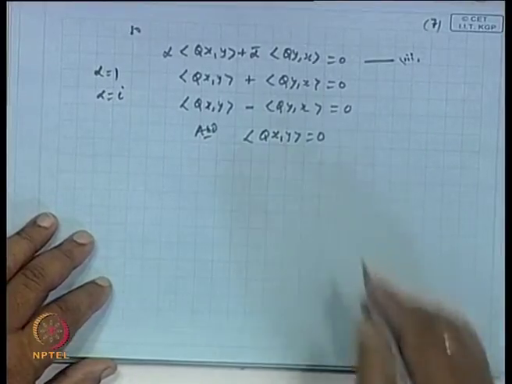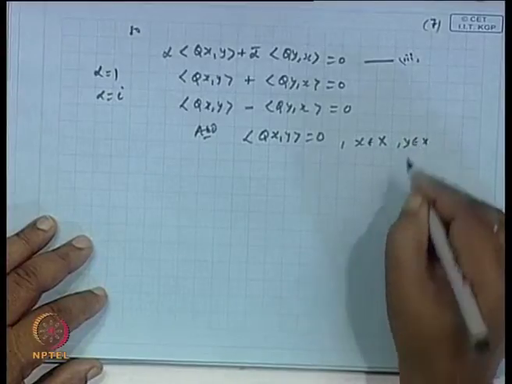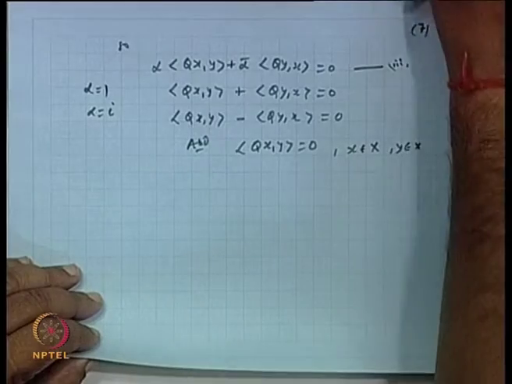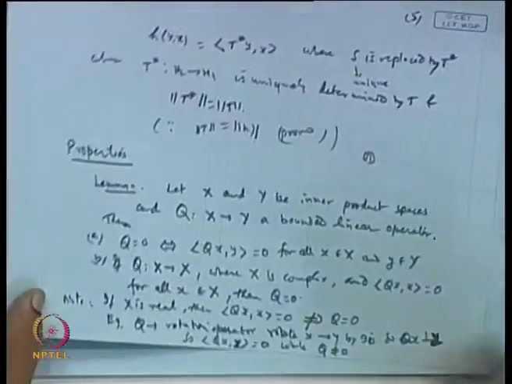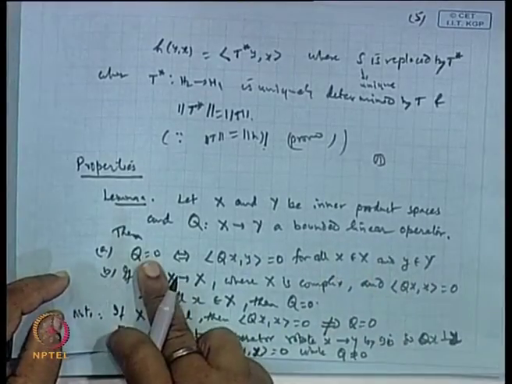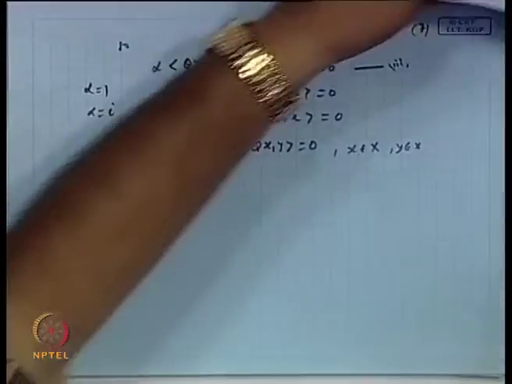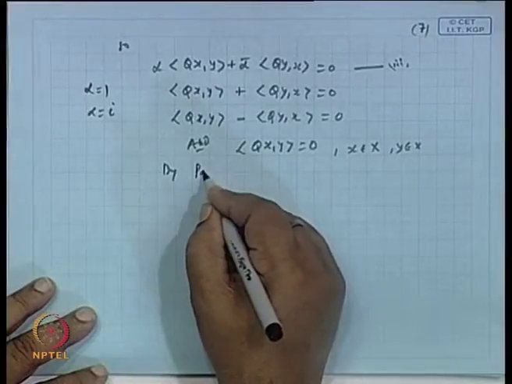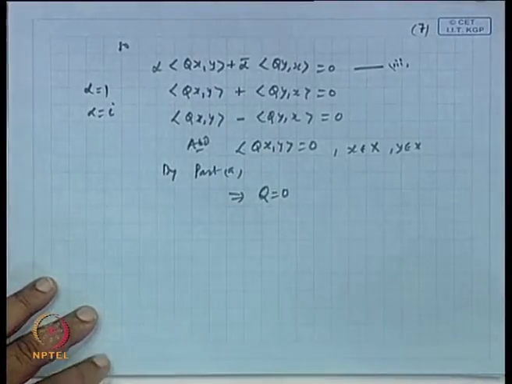Agreed? Where x belongs to X, y belongs to X. Now, this is the previous result, part A, if you remember. What is part A? Part A says if ⟨Qx, y⟩ is 0 for all x belongs to X and y belongs to X, then Q must be 0. So, if y is replaced by Qx, that is all. So, from the previous part A, this implies Q must be 0.